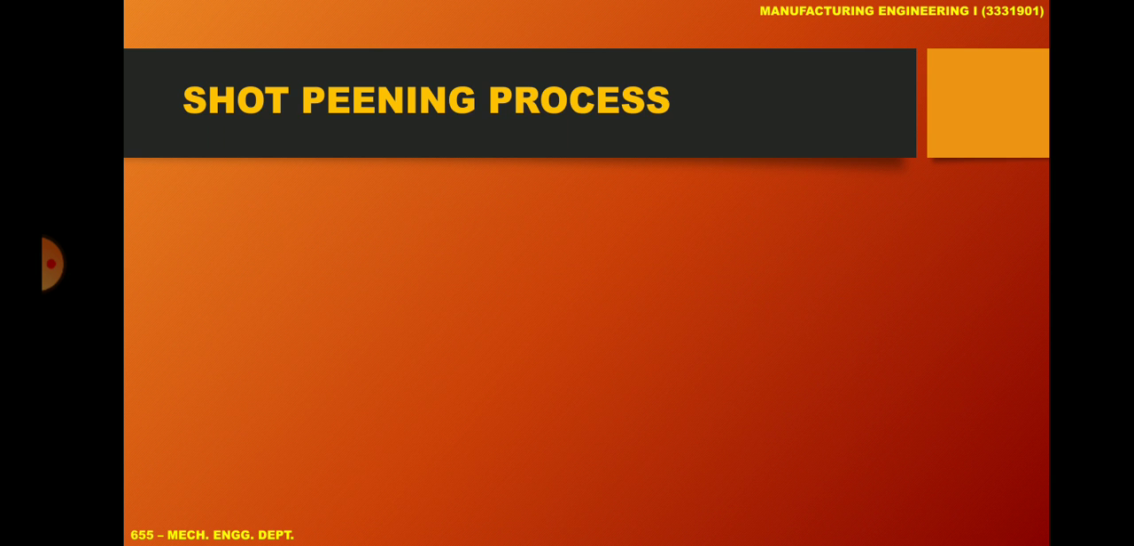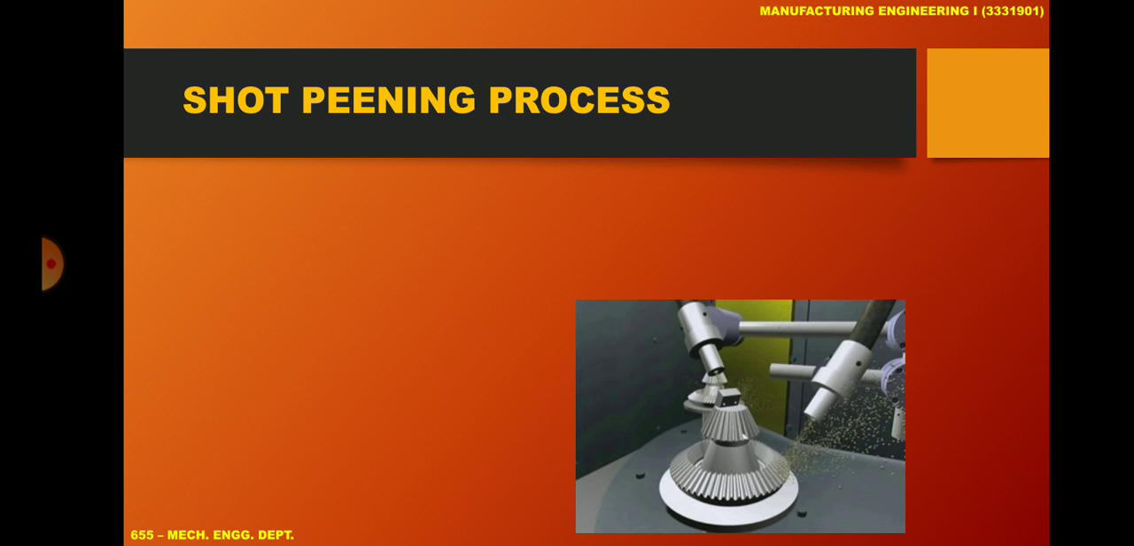Now move on to our next process, which is shot peening process. To test the strength or to check the ability of the material, a shot peening process is used. A small particle of sand can be forced toward the metal to identify its ability, strength, or hardness.